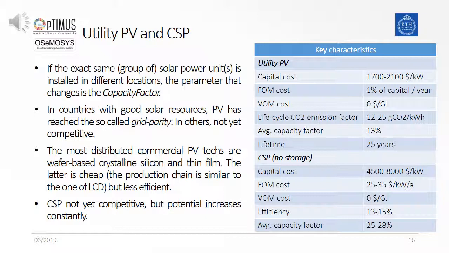On the right, we can see again some key characteristics for large-scale utility PV plants and for CSP plants. As we can see, for example, the capital costs of large-scale PV power plants range from $1,700 to $2,100 per kilowatt. In comparison, those of CSP plants are much higher, ranging from $4,500 to $8,000 per kilowatt.